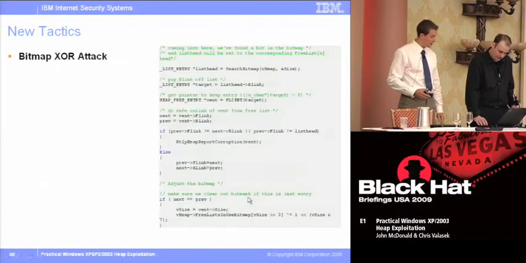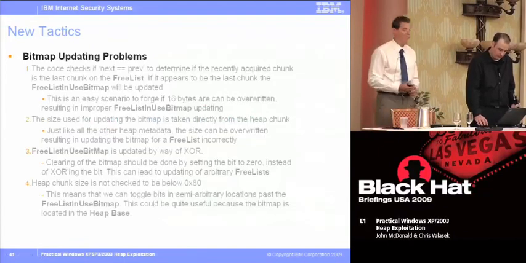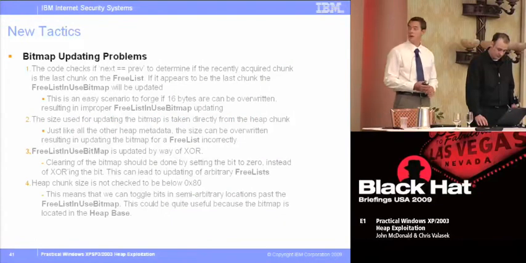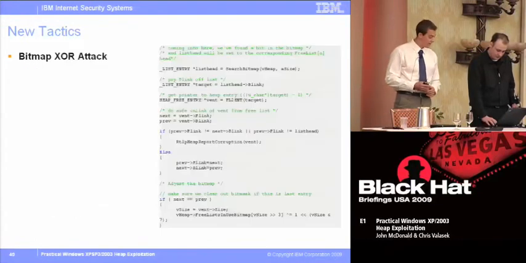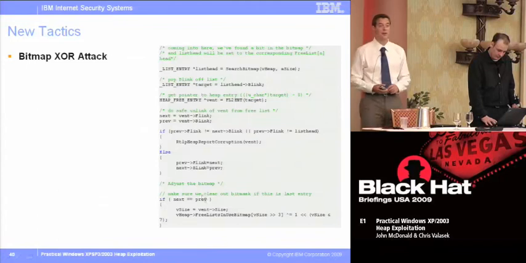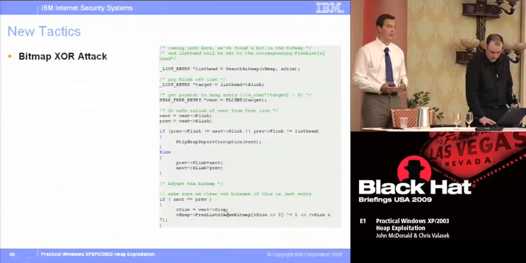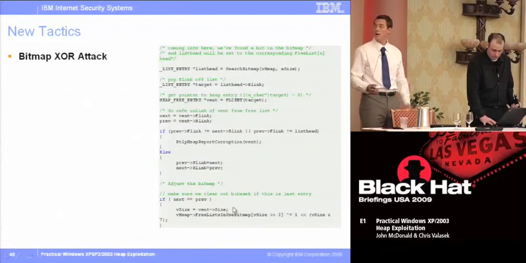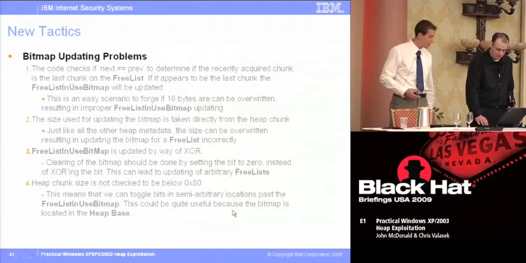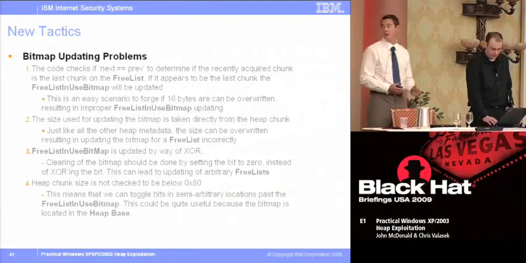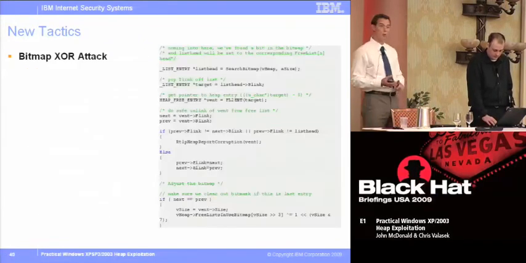The second issue is the size updating. As you see, John will point out that it's directly taken from the entry you found. And we just talked about, if you can overwrite this, well, you control the size. And like I said, if it's the last entry on the free list, you can update the bitmap accordingly. The third thing is they used an XOR to update it instead of just setting it to 1 or 0.